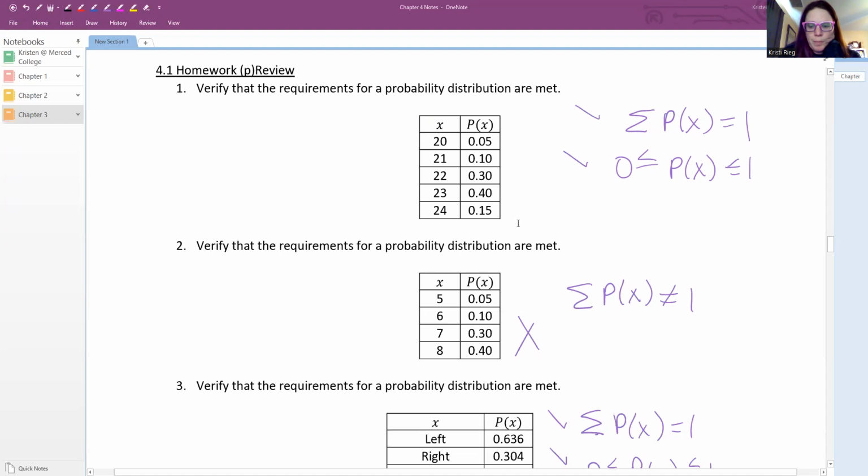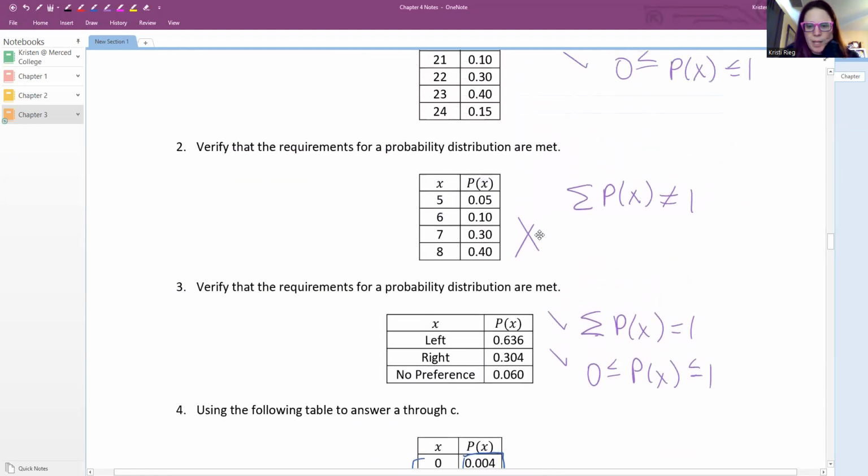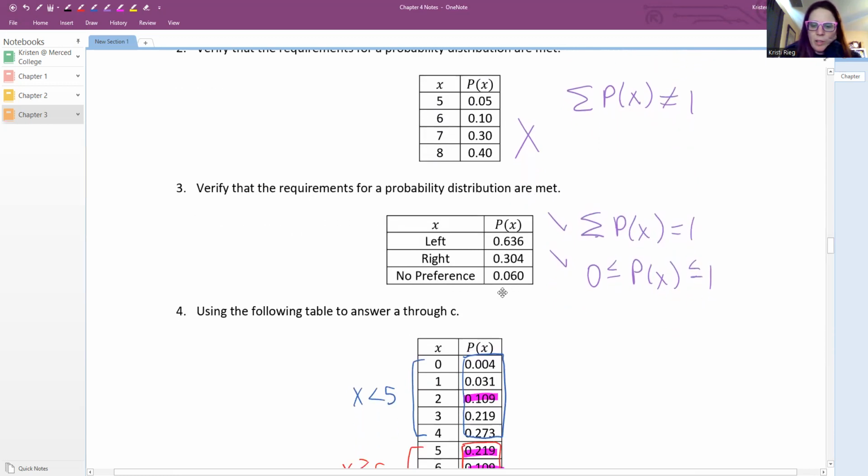Number 2, you throw this into your calculator. And this does not add up to 1. It adds up to 0.85. So since it does not add up to 1, I put a not equals, and then I said x does not meet the requirements. Last but not least, each individual number is between 0 and 1, inclusive, and then additionally it adds up to 1. So yes, the requirements are met.